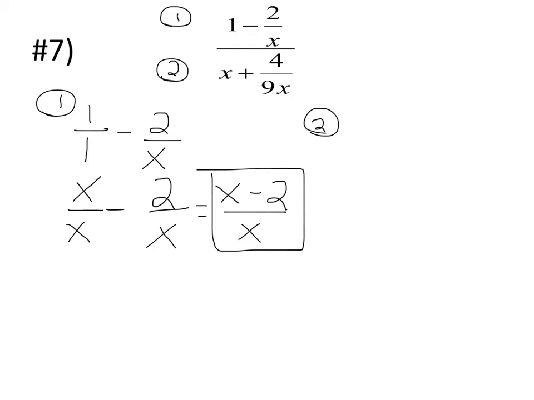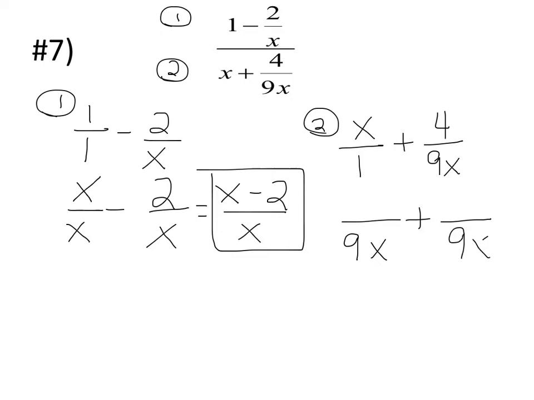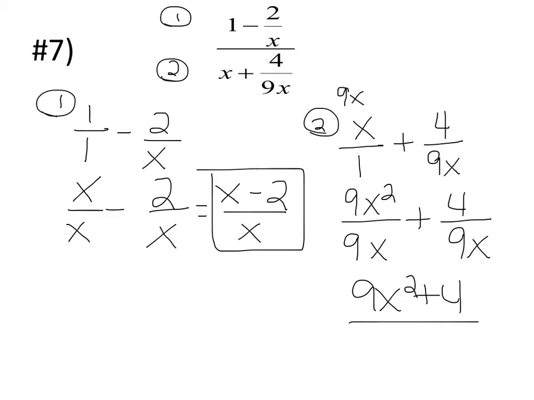And then if I do x over 1 plus 4 over 9x, okay, your common denominator is 9x. Okay, what is this denominator missing that this one has? A 9x. So you're going to multiply that here. So then you end up with 9x squared plus 4. So it's going to be 9x squared plus 4 over 9x. This is your denominator.